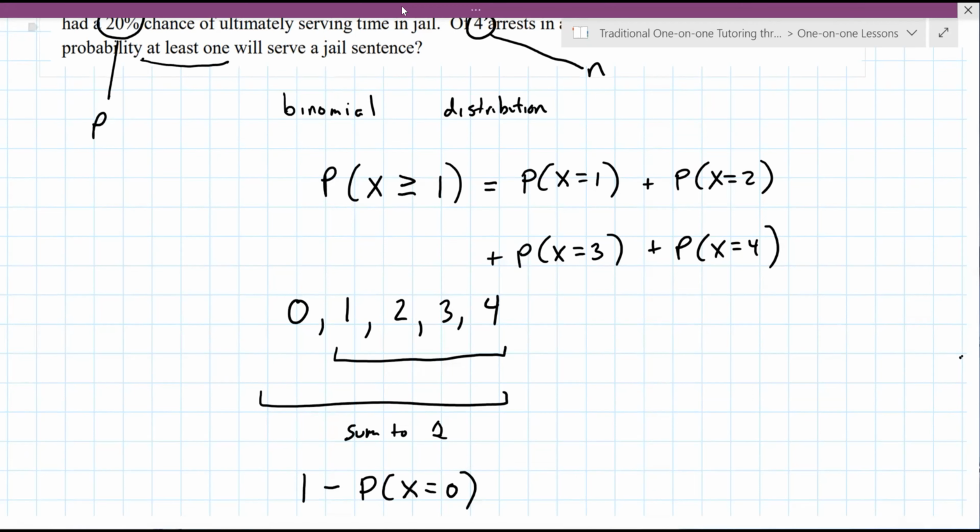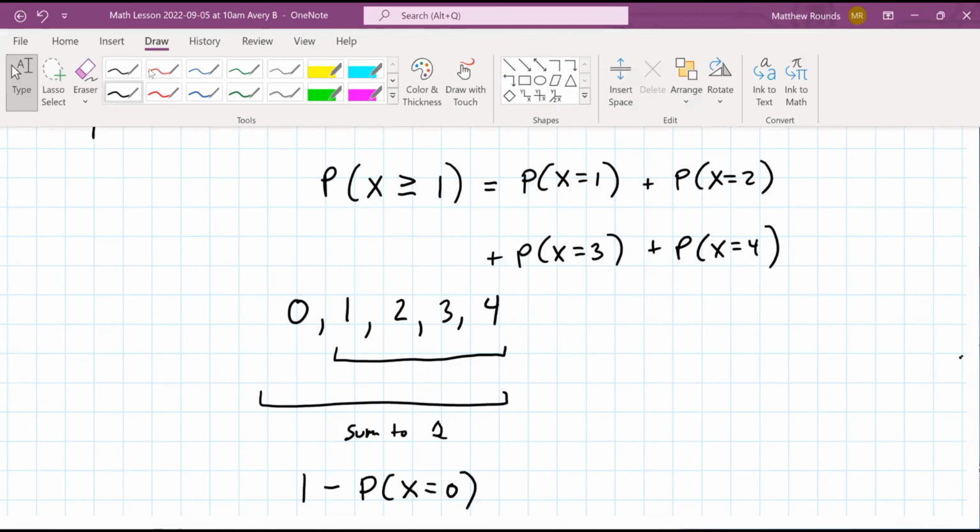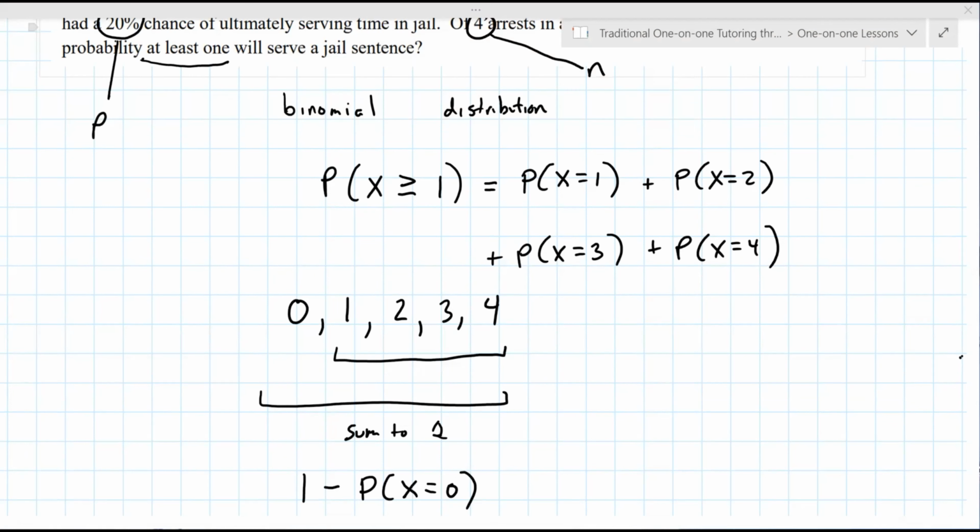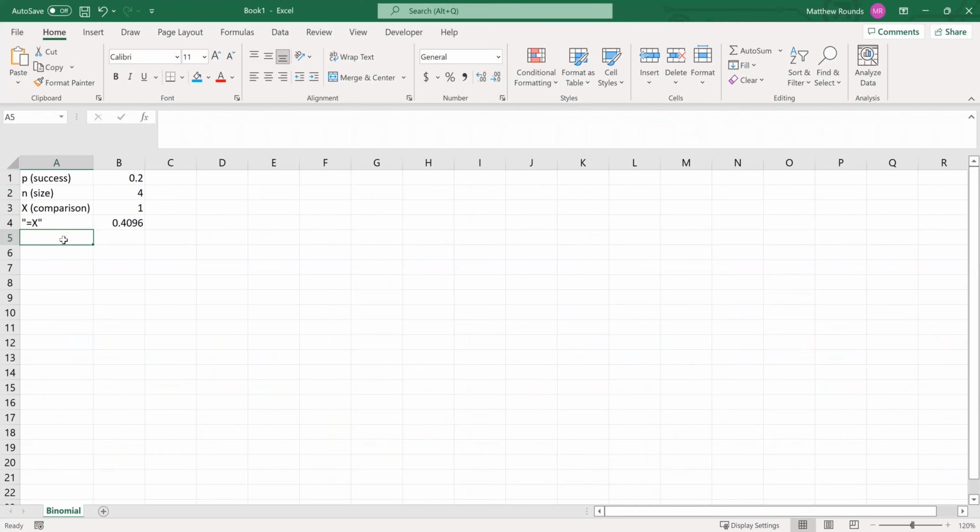Okay, so in terms of what you want, let me go back to this calculator here, because this will save us some time. Sometimes you want exactly equal to X, but a lot of times you want less than or equal to X. Okay, and it's very similar.